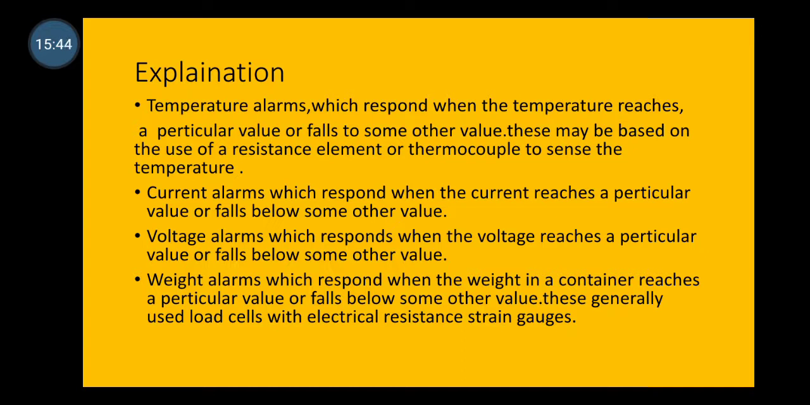Current alarms respond when the current reaches a particular value or falls below some other value. Voltage alarms respond when the voltage reaches a particular value or falls below some other value. Weight alarms respond when the weight in a container reaches a particular value or falls below some other value. These generally use load cells with electrical resistance strain gauges.